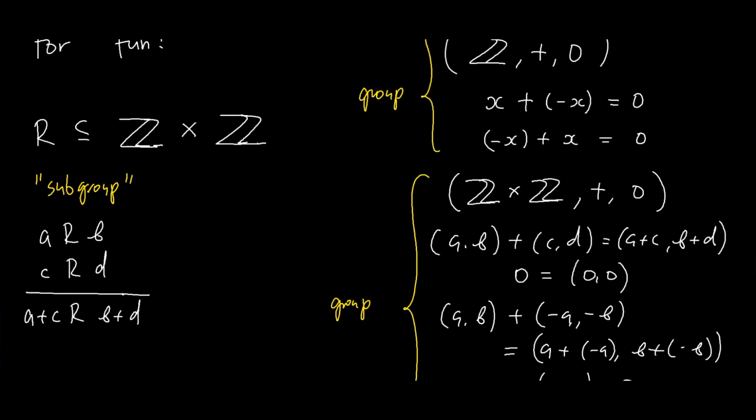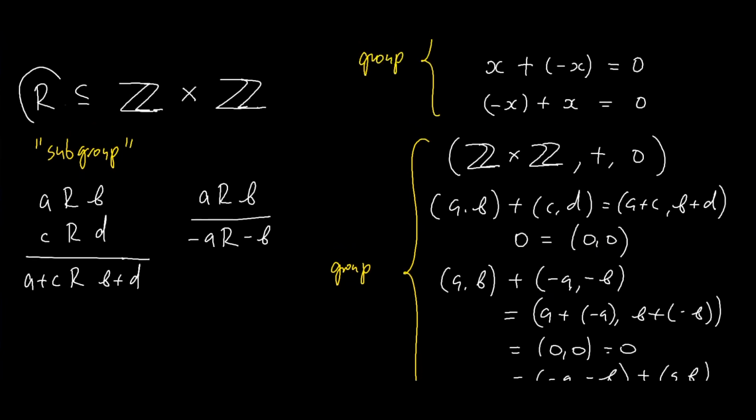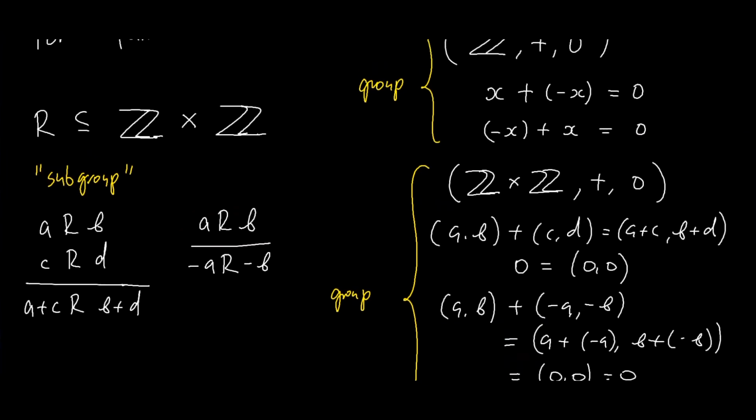And we also want it to be closed under the inverses. So if A is related to B, we do want minus A to be related to minus B. So let's consider relations having these two properties. So relations on integers having these two properties, which conceptually say that the relation is a subgroup of the Cartesian product of the group of integers with itself.